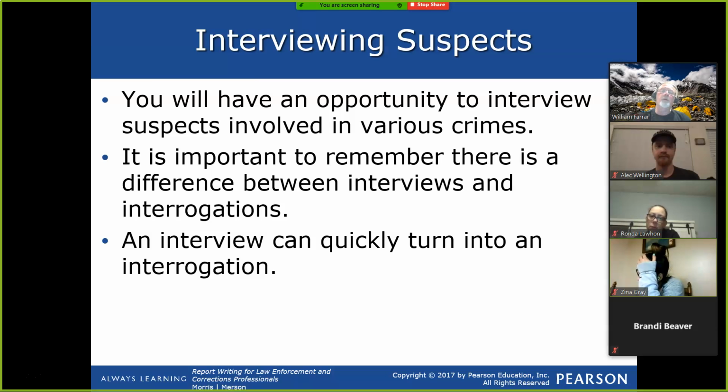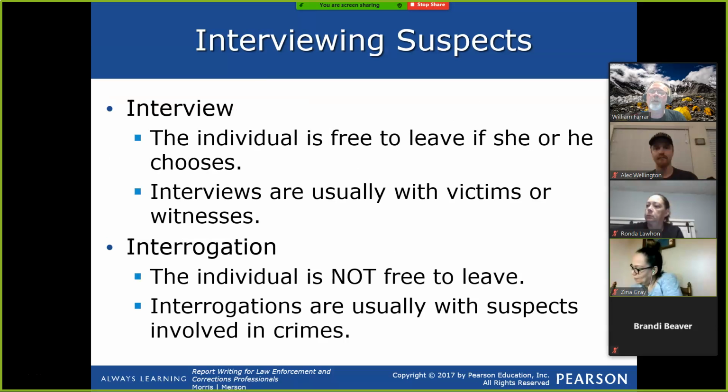Staying with the interviewing, you're going to have an opportunity to interview suspects involved in crimes. It's important to remember that there's a difference, again, between interviews and interrogations. And interestingly enough, an interview can turn into an interrogation. This week's assignment is a little bit interesting in the fact that the detectives that go out already know or believe this person is a suspect, but they're trying to plan it so that the person will talk to them. After they start to talk to her, they get a little bit of information, and then they end up arresting her. So it's going to be interesting to see how you guys deal with that.